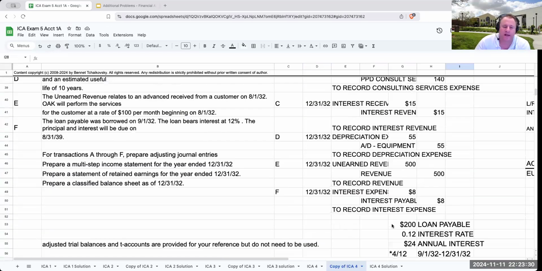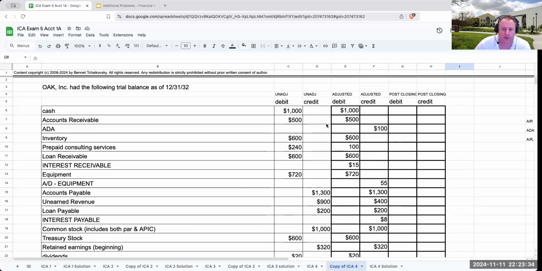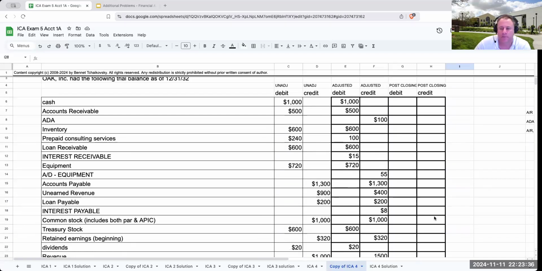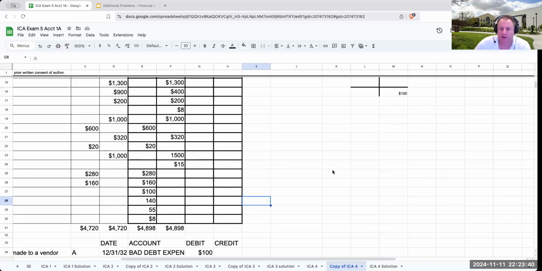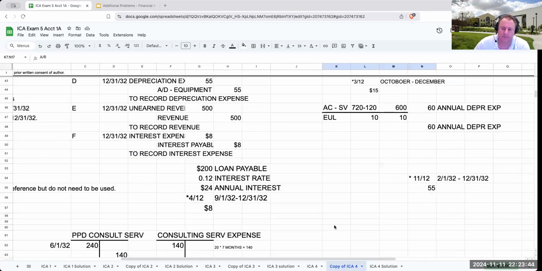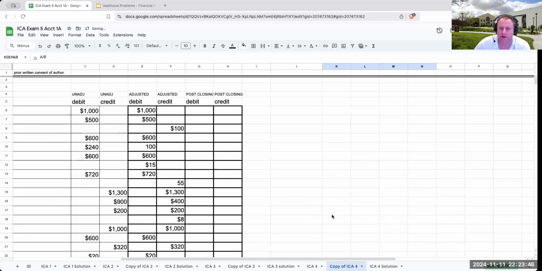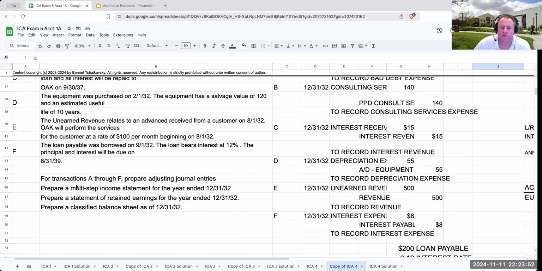Now, the thing I'm being asked to do over here, so I've got the adjusting entries. Remember, you don't have to do this, but I would highly recommend doing it just because when it comes to keeping track of your work, you may find it to be pretty helpful. Okay, so we're preparing a multi-step income statement.